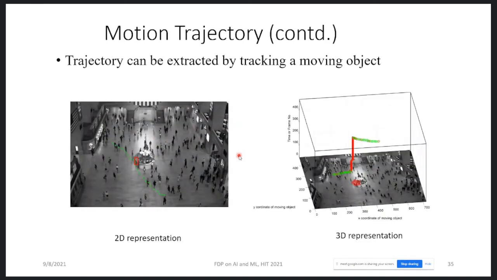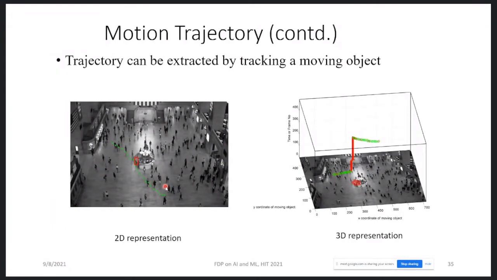Now, when these object tracks are represented in 2D versus 3D, you will see that there are certain advantages to representing in 3D. For example, in the 2D scene on the left side, an object has moved from this location to this location. If I only give you this trajectory, you can't comment on what the behavior of the person was during this movement, because you don't have the time information available.